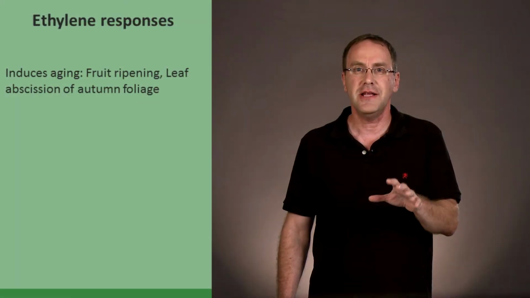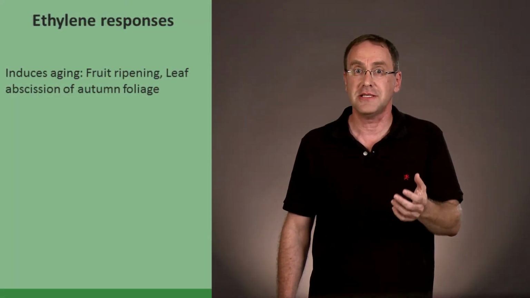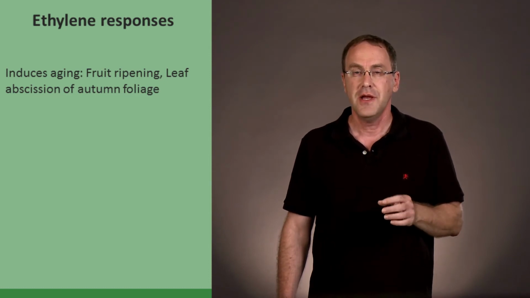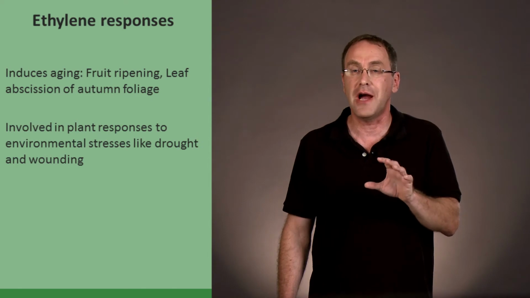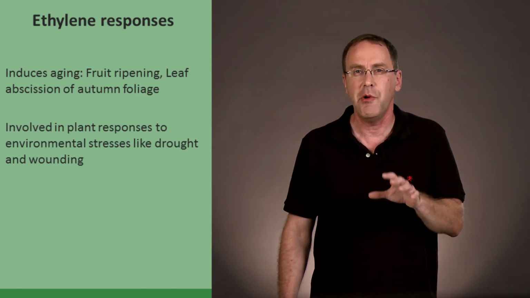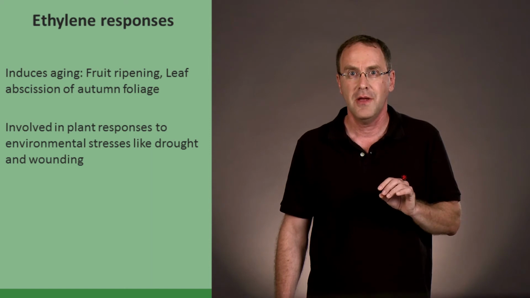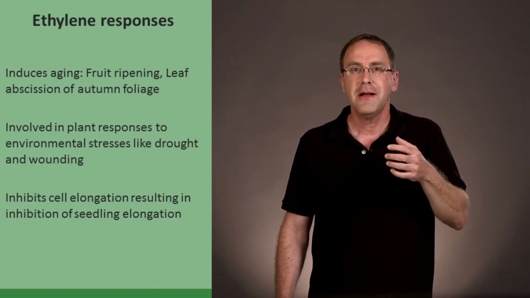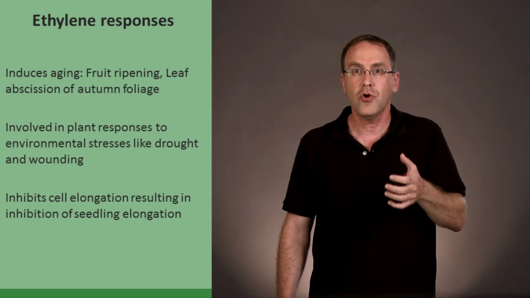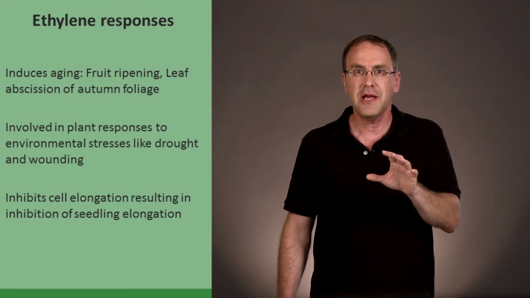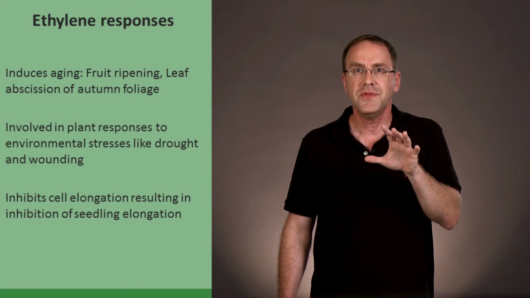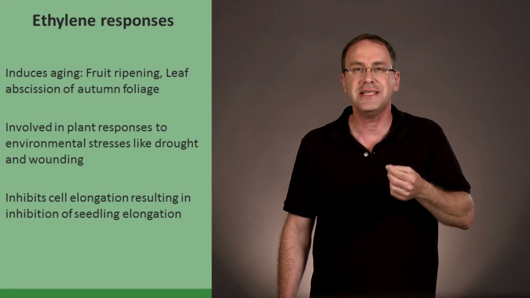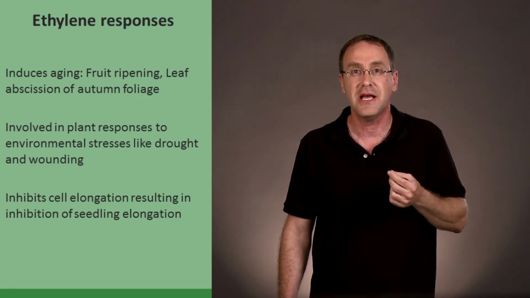So we've seen that ethylene is involved in aging processes, such as fruit ripening and leaf abscission, leading to the autumn foliage. It's also involved in plant responses to environmental stresses like drought and wounding. We won't really have time to go into that here. And its last role is that ethylene inhibits seedling elongation or cell elongation. And the reason I'm bringing this in is because this characteristic was important for understanding how plants smell, how plants actually sense ethylene in the air.